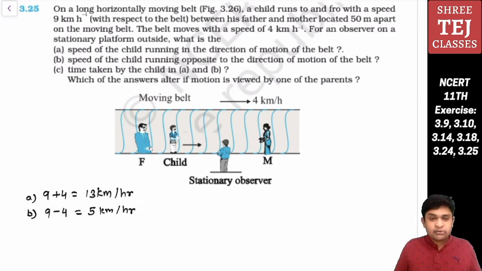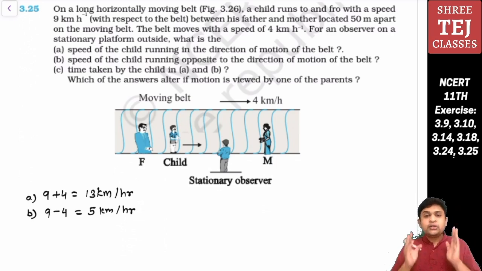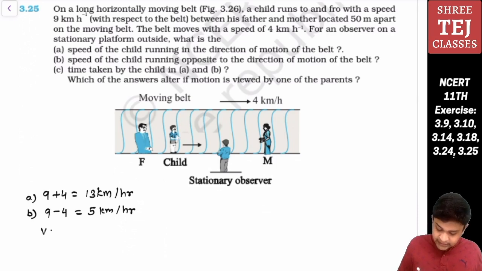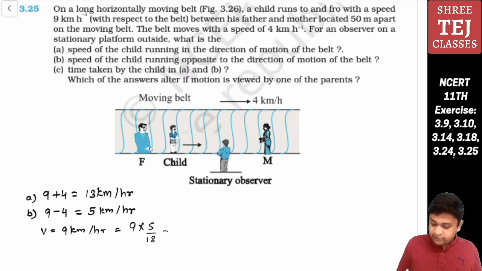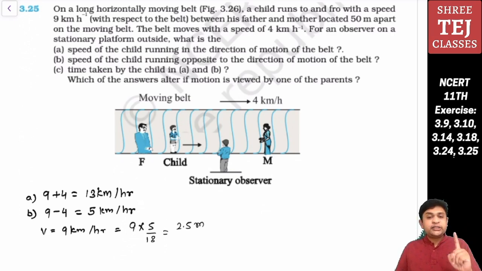Now in question C, we have to find time taken by the child while moving with the belt and moving in the direction opposite of the belt when he is going from mother to father. Now for mother and father, they too are moving with the belt. So the only speed that they will observe will be speed of the child on the belt, that is speed of the child with respect to the belt, which is 9 km per hour. So V is 9 km per hour, which is nothing but 9 into 5 upon 18, which is 2.5 meter per second. So this will be speed of the child from mother and father irrespective of the direction in which the belt is moving.